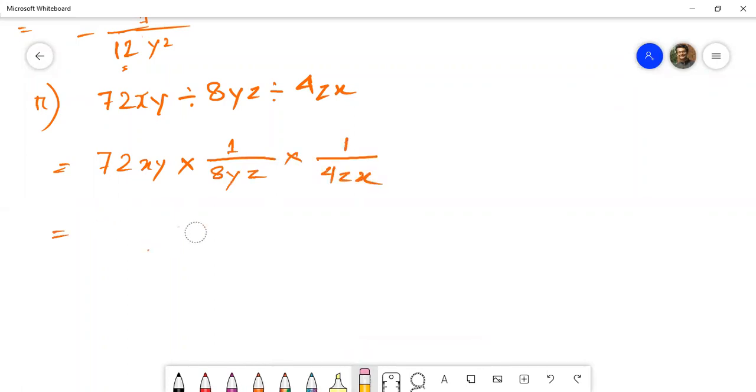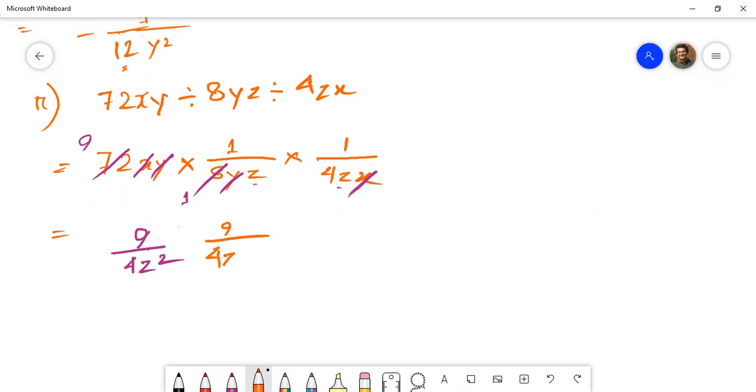Okay, what we have to do, and use a different colored pen. So here x goes away and this x goes away. You take away y as well, and you take away 8, divide both sides by 8, you get a 9. 9 8s are 72, and then 8 times 1 is 8, so you get 1 and you get a 9. So the answer becomes 9/4z square. Did we understand? 9/4z square.